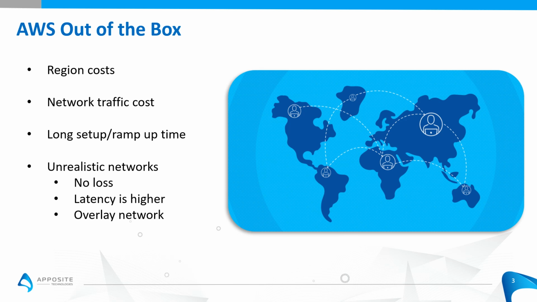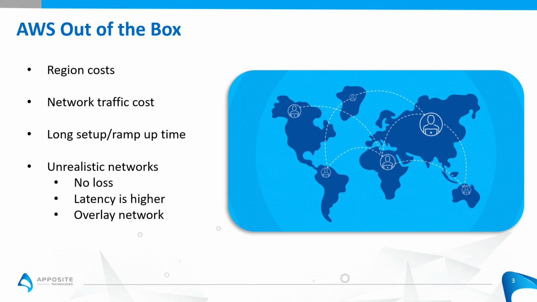Using AWS out of the box to do your wide area network testing is not always optimal because you're going to incur regional costs. So if you have multiple regions spun up, you have to pay for multiple regions. You then have to pay for the traffic that runs to and from those regions. It's going to take you a little while to set it up and get it up and running.